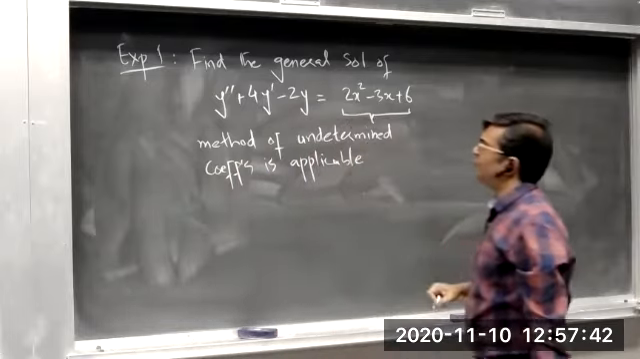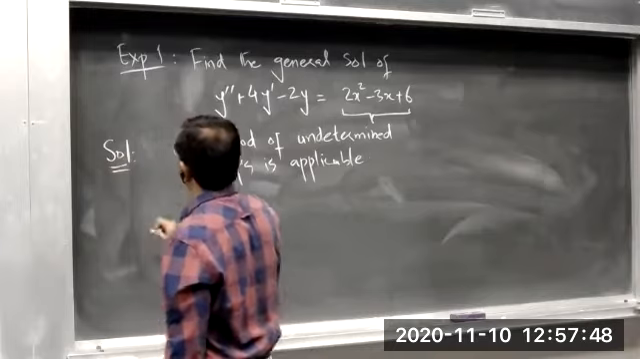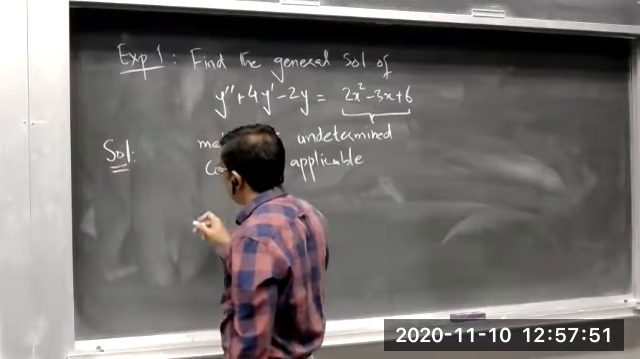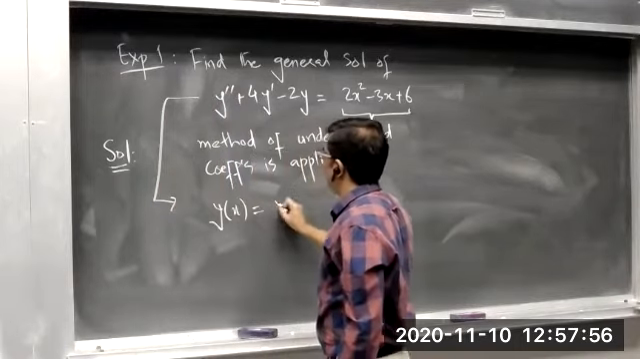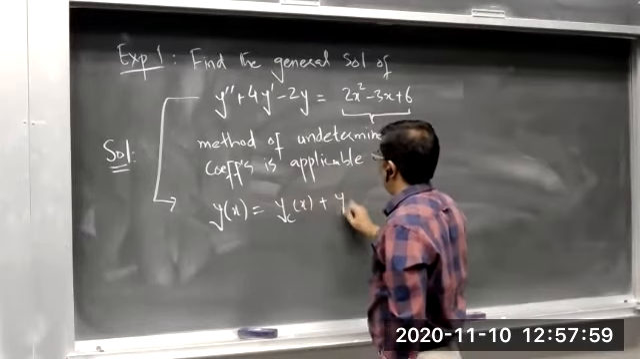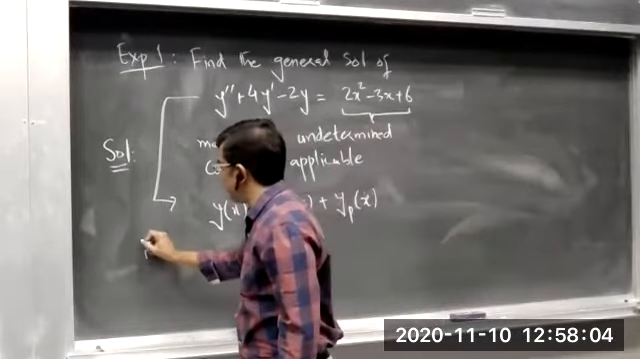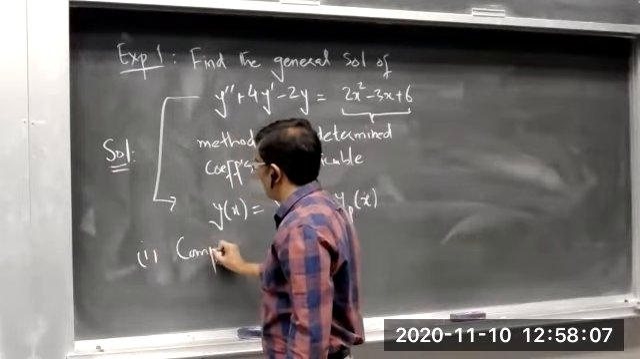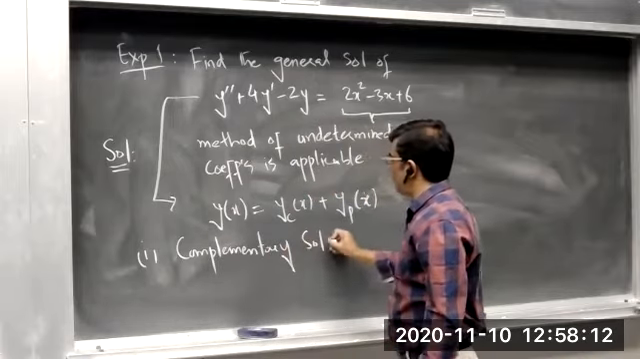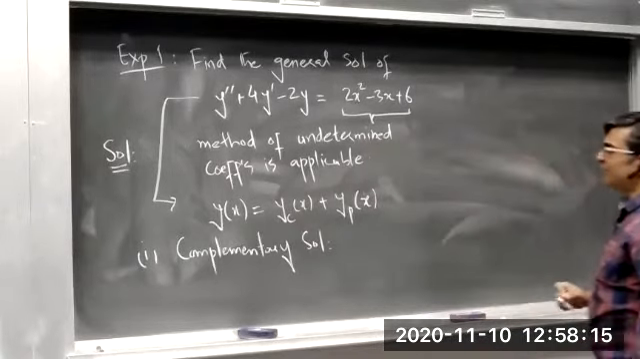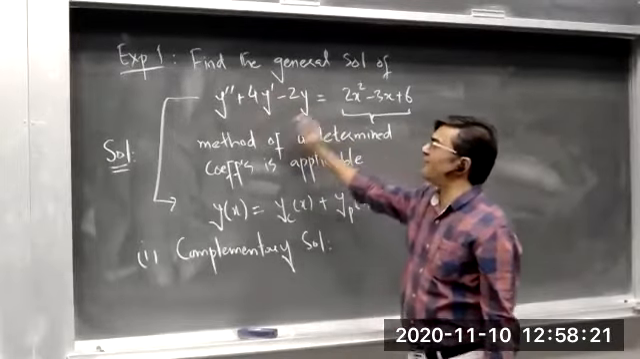So we'll use this method to find the general solution of this differential equation. Now, the general solution of this differential equation is y of x equal to yc of x plus yp of x, where yc of x is the complementary solution. First, we need to find the complementary solution. The complementary solution is the solution of the associated homogeneous differential equation.